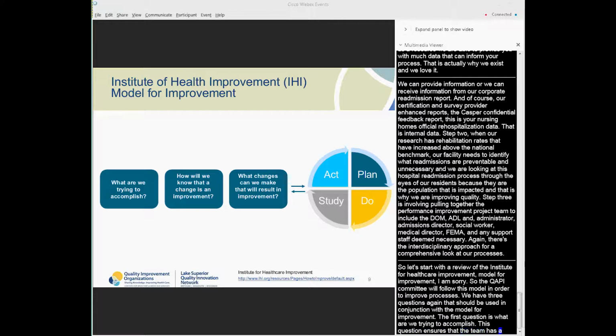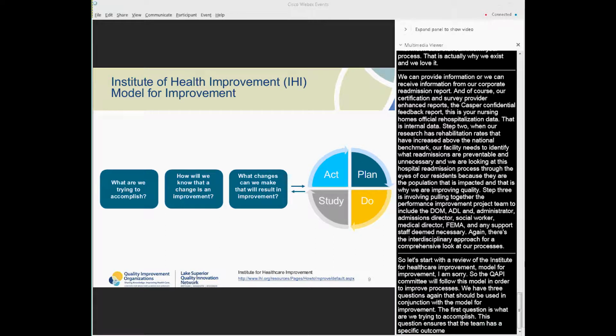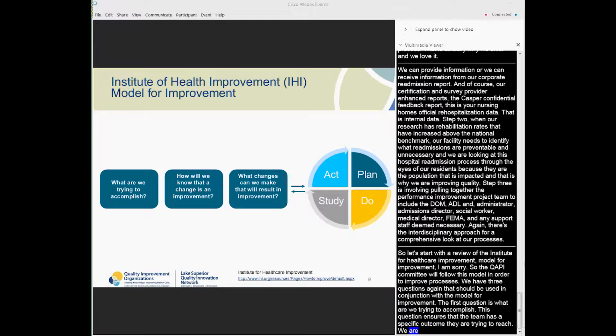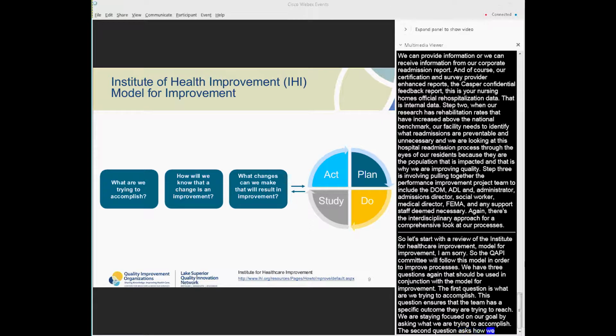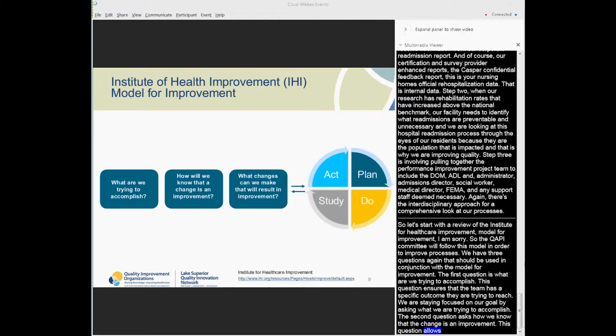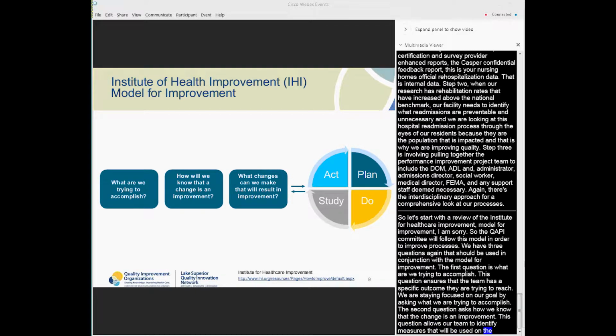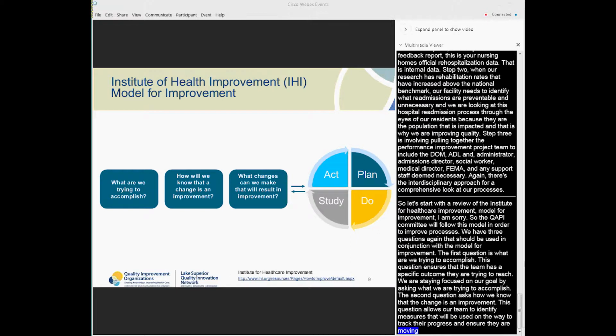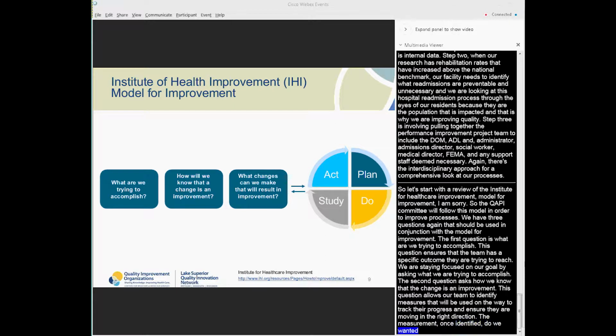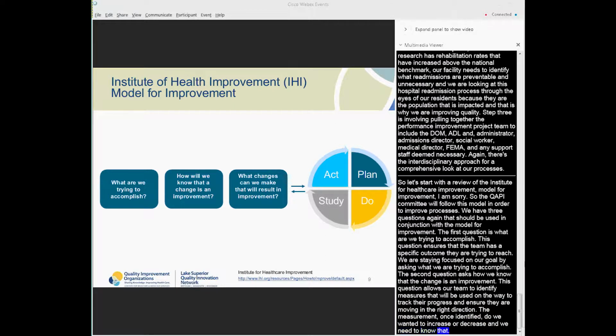The second question asks how we know that the change is an improvement. This question allows our team to identify measures that will be used along the way to track their progress and ensure they're moving in the right direction. The measurement, once identified, do we want it to increase or decrease? And we need to know that. And then, of course, the third question asks, what changes can we make that will result in that improvement? This is where the teams identify the key changes and interventions that they will actually test to reach the goal.